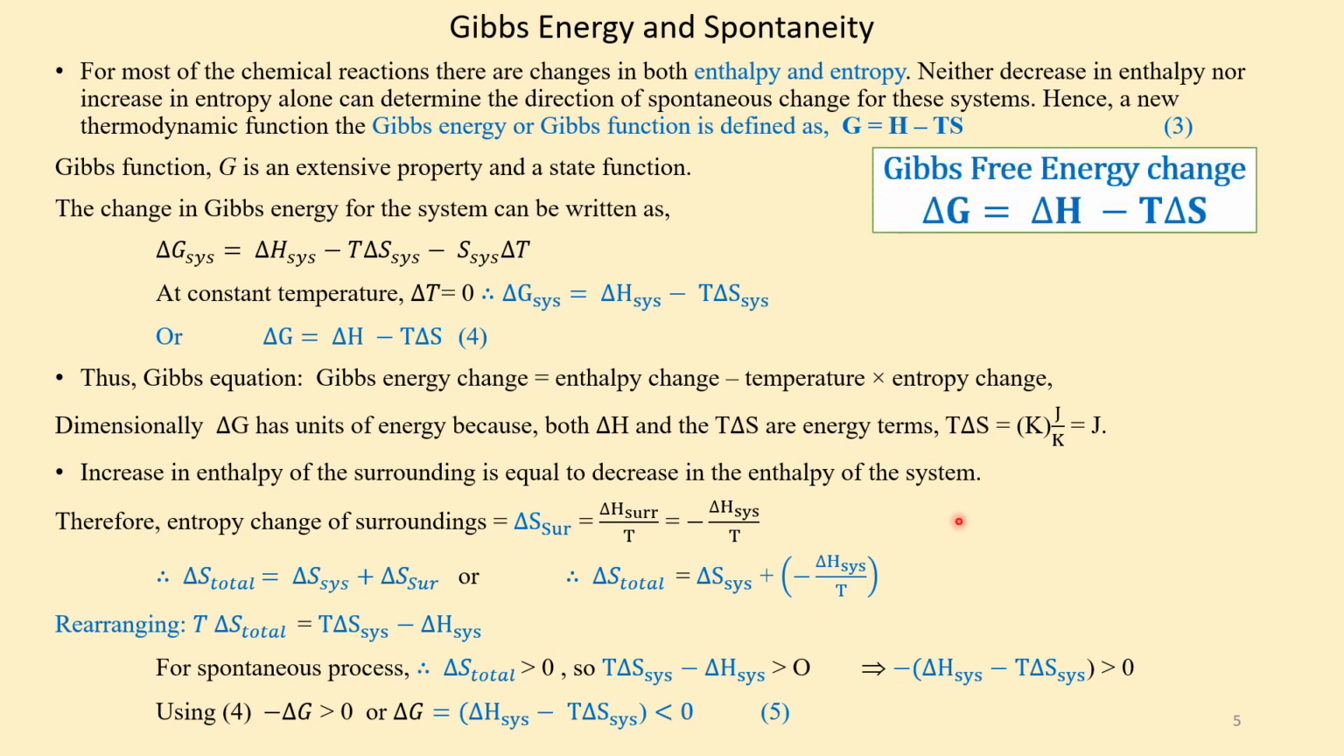So remember, Gibbs free energy change is given by the relation delta G is equal to delta H minus T into delta S. This formula you will need while answering the numerical problems. So always remember, very important: if delta G is less than 0, then it is a spontaneous reaction. If delta G is greater than 0, then it is a non-spontaneous reaction. If delta G is equal to 0, then it is the equilibrium state.